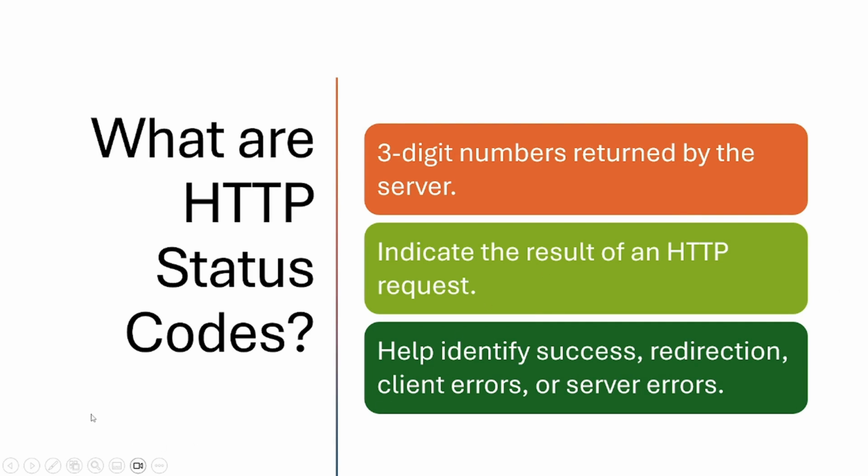These codes help understand what happened during the request. Was it successful or did something go wrong? They consist of three-digit numbers and a message, like 200 OK. So we will have a three-digit code number here and a message which indicates the status. Let's look into the different categories of these codes.